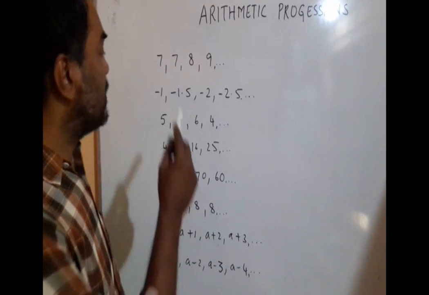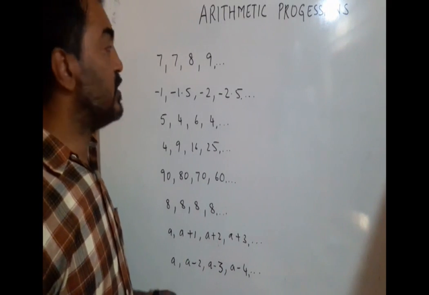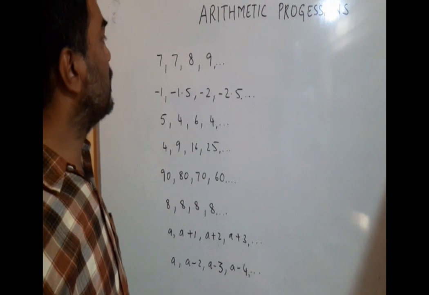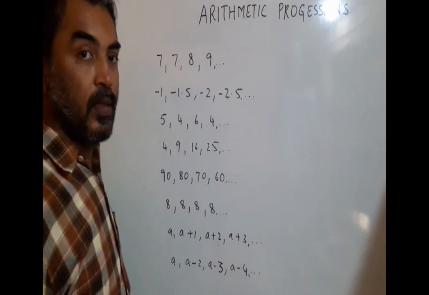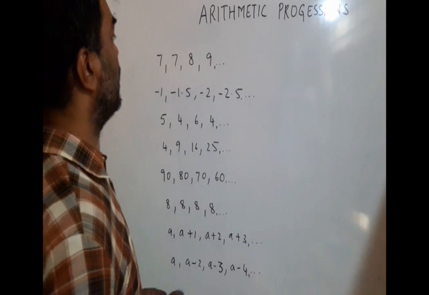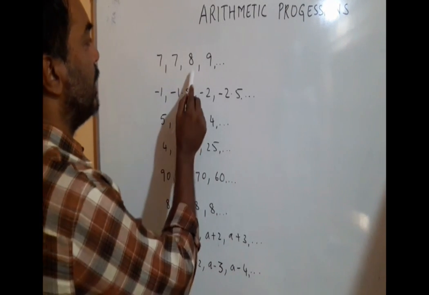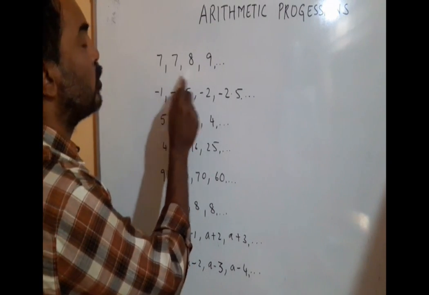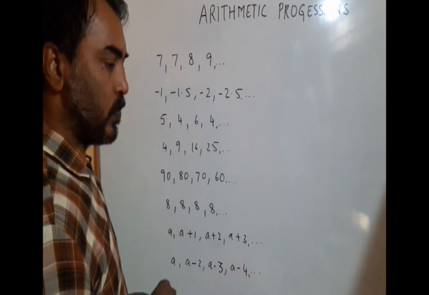So here I have put a little exercise on the board. We'll find out which of the sequences are arithmetic sequences and which are not. Let us progress. The first sequence looks like an arithmetic sequence, but it is not. Yes, you guessed it right. 7 minus 7 gives us 0, and 8 minus 7 gives us 1. Since the differences are not constant, this is not an arithmetic progression.